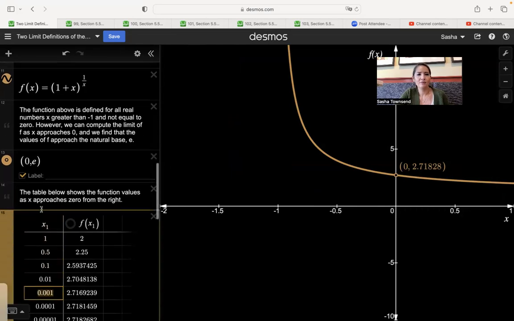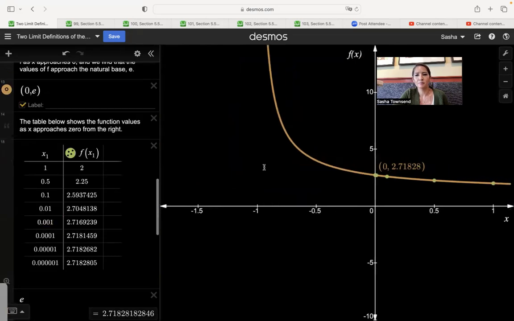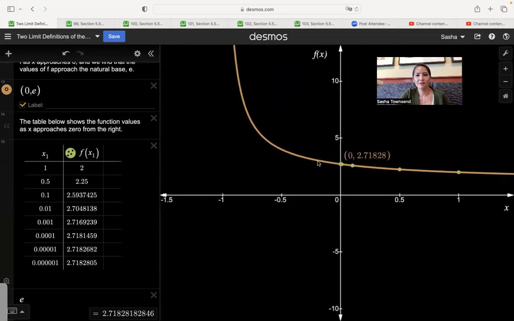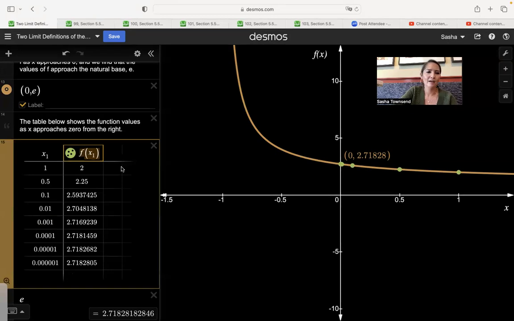If I evaluate f of x at x equals 1, I get 1 plus 1 raised to the 1 divided by 1. So that's going to be 2 to the first. So we get 2. And then if I evaluate at 0.5, I get 1 plus 0.5, which is 1.5, raised to the 1 divided by 1/2, which is 2.